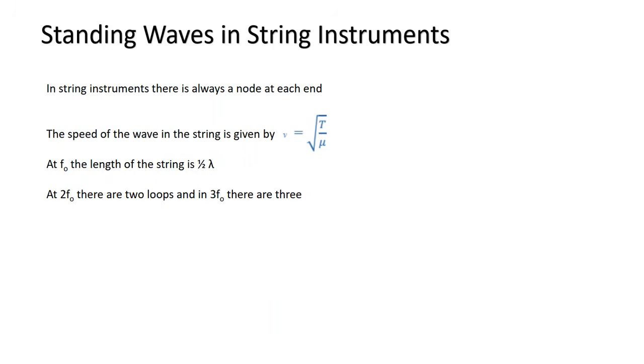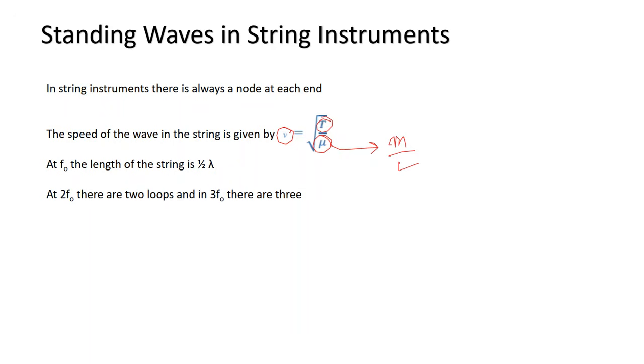And when it comes to standing waves in string instruments, the equation that is most useful is v equals root over T by mu, where v is the speed of the wave that is traveling, T is the tension in the string, and mu is mass per unit length.